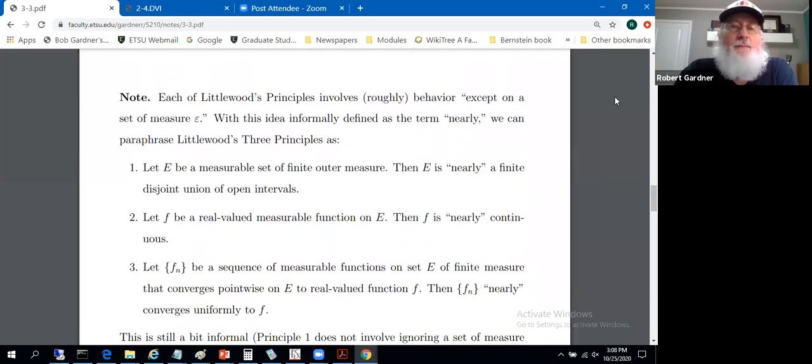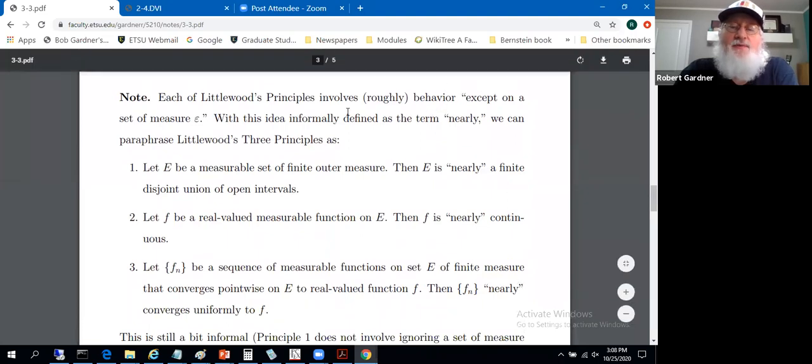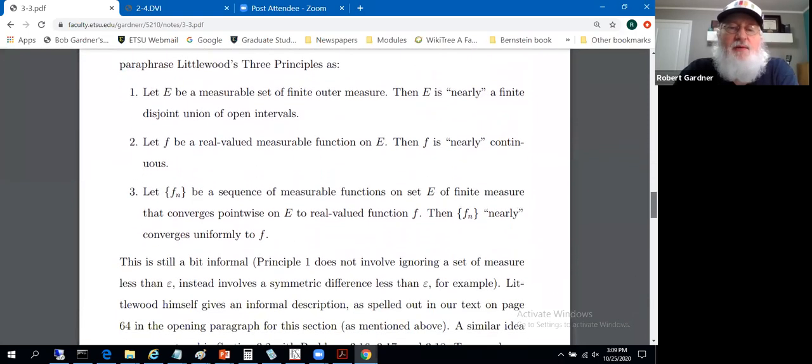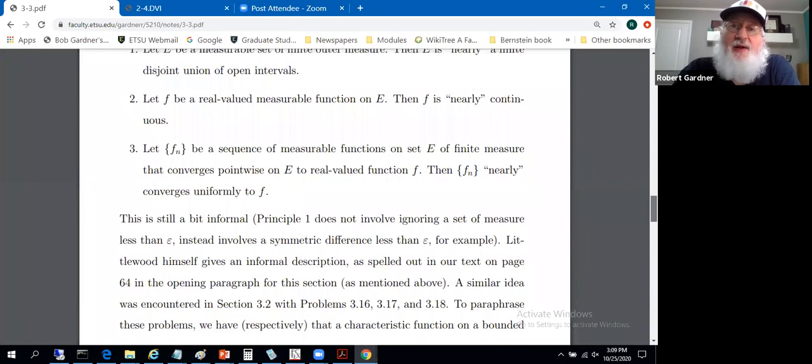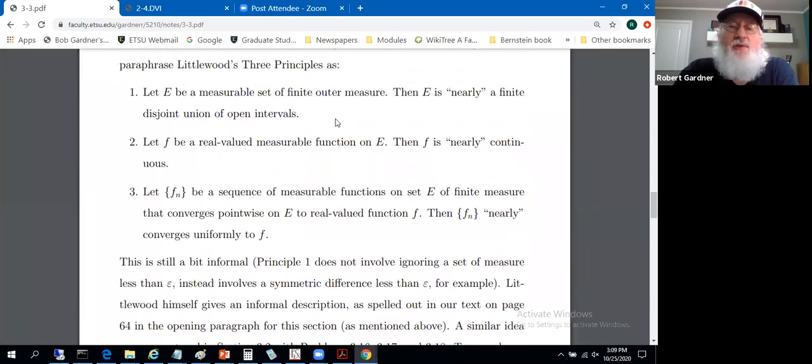So again, these three principles involve roughly an idea of except on a set of measure epsilon. That's the idea behind the nearly. And we've stated these earlier informally, but there's a restatement, still a bit informal. We never define nearly. The first result actually dealt with a symmetric difference, whereas the other two dealt with E set minus F, throwing out a subset, and not looking at any sort of symmetric difference in the latter two.